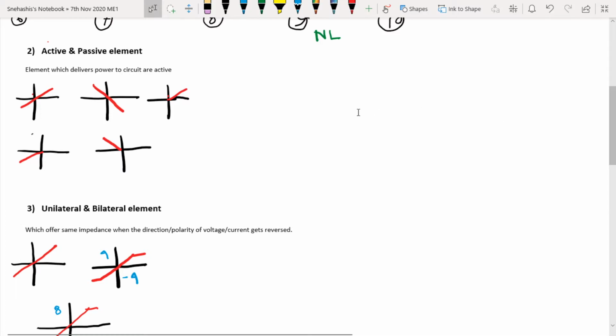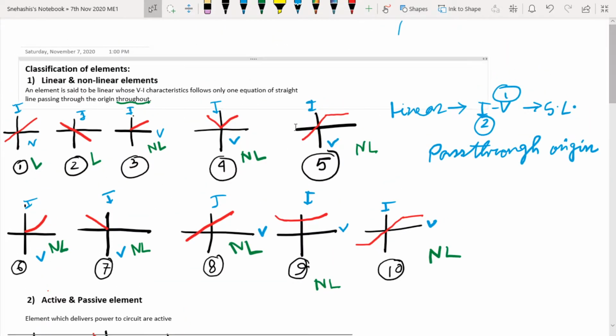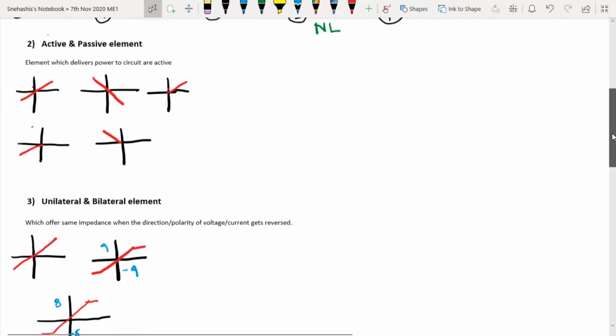Next comes active and passive element. So active element is what? Element which delivers power to circuit, that is active. Okay. For the time being, let's just tell you one thing. Linear means who is maintaining straight line and passing through origin throughout, and who is not maintaining that thing, that is non-linear. That's why which is not linear, that is non-linear. Okay. From the name it also implies. Okay, let's get back to the criteria.